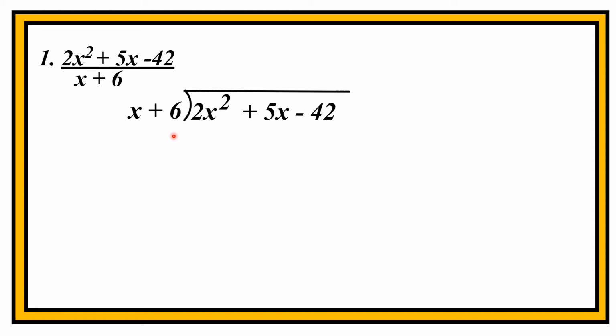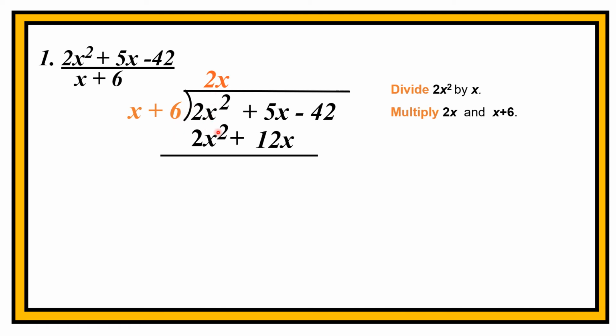So, divide na natin yung first term ng dividend sa first term ng divisor. So, that is 2x squared divided by x. And the answer is 2x. Next, multiply natin yung 2x sa x plus 6. So, 2x times x, the answer is 2x squared. So, sulat natin dito kasi similar terms sila. Then, 2x times 6 is positive 12x.